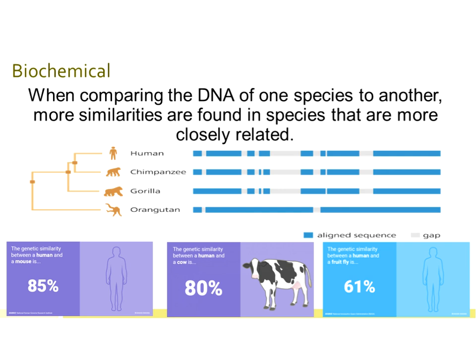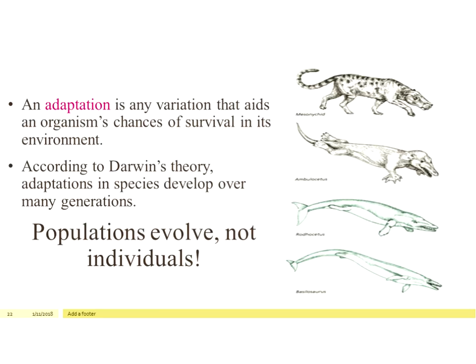So the more similarity we find, the more closely related and the more recent the ancestor. And again, even when we talk about a recent ancestor, we're still talking hundreds of thousands to millions of years ago. So that's what we still consider recent. It does not happen overnight or within a decade or a century. It takes lots and lots of time.